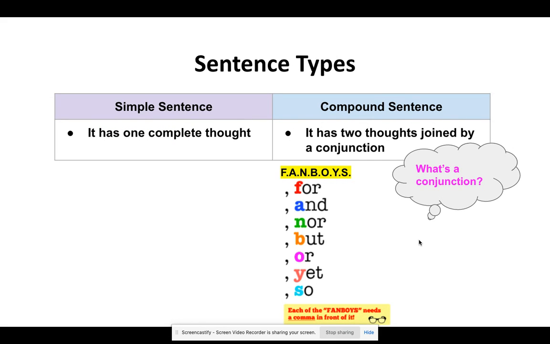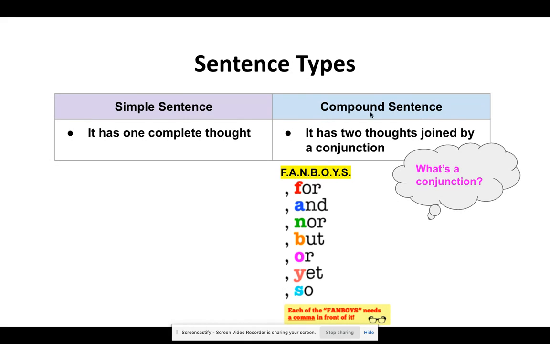Now I want to talk to you about types of sentences. We've already talked about that fragments are not what we want to use in our writing. We want to use complete sentences, but there's 3 types of sentences, and I'm going to teach you about 2 of them today. So the first type of sentence is called a simple sentence, and it has one complete thought. This one complete thought is known as an independent clause because it's independent, because it can stand by itself. It's one thought that can be a sentence all on its own.